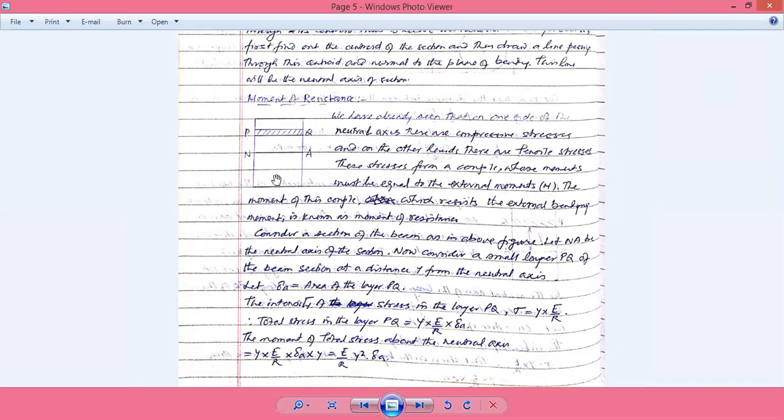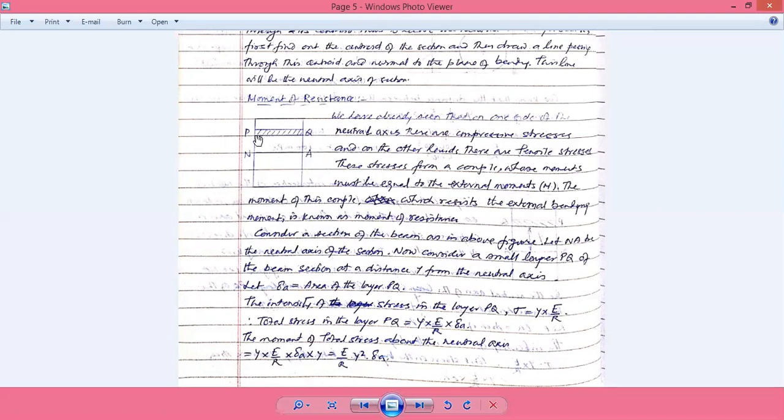So in this section, the moment of the stress forces must be equal to the external bending moment acting upon the section itself. Now consider a section of the beam. As in the above figure, let NA be the neutral axis. Now consider a small strip PQ of the beam section at a distance y from the neutral axis.